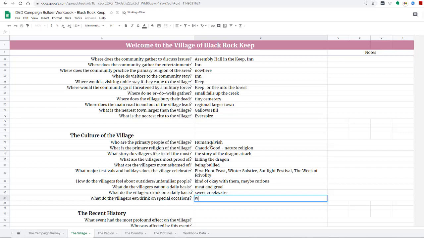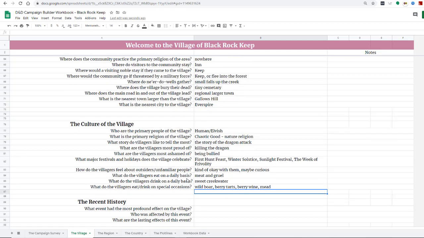So we're going to say wild boar is going to be a feasting food. That's going to be a delicacy. But we're going to have, like, ooh, gosh darn it, berry tarts. It's going to be a favorite summer delight. And then for drinking, let's stick with some berry wine. And then mead. So they harvest honey from the forest as well, and then somebody makes mead. And so it's not a large batch. They don't have mass volumes of it, but it's what they make. It's what they're proud of.